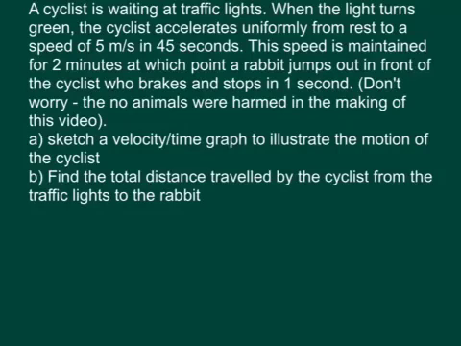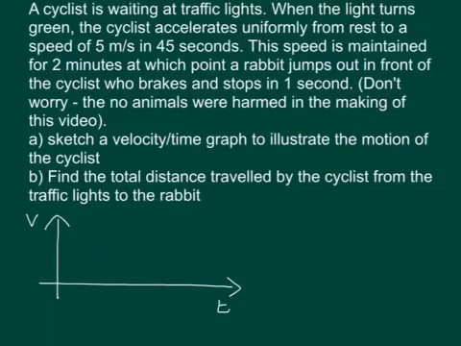So, a velocity time graph has got two axes. One is velocity and one is time. Time is always the horizontal. Got the velocity vertical. So it's waiting at traffic lights, so at the start it's got no velocity, and then it accelerates uniformly from rest to a speed of 5 meters per second in 45 seconds.